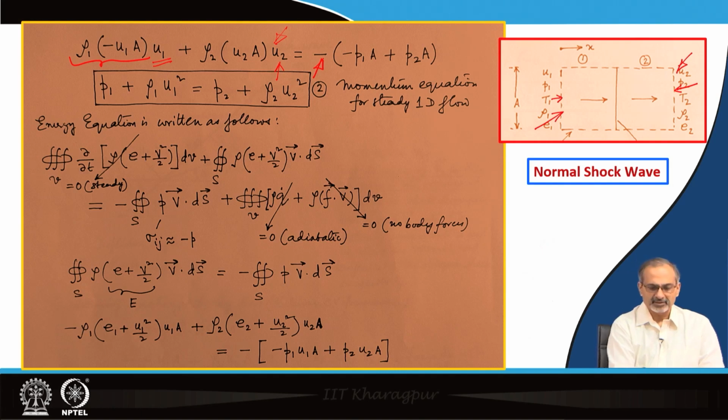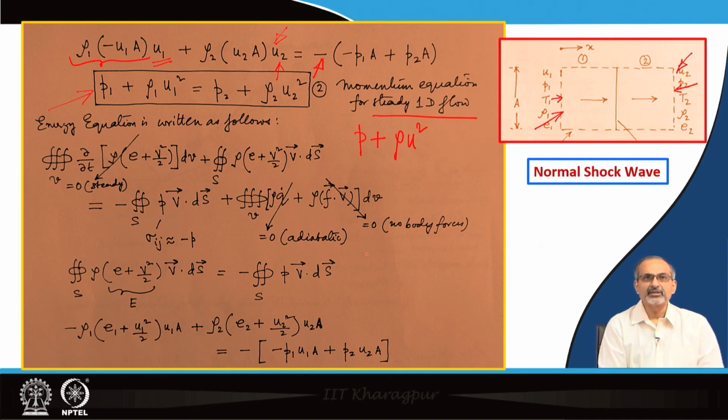Now, if you arrange the terms, the equation comes out to be like this. So, this is the momentum equation for steady one dimensional flow, which basically means that p plus rho u square is conserved across the normal shock.